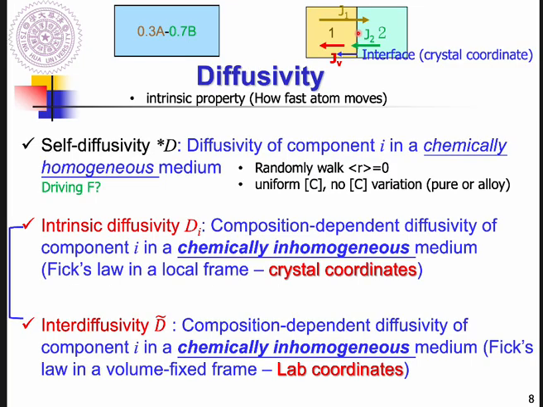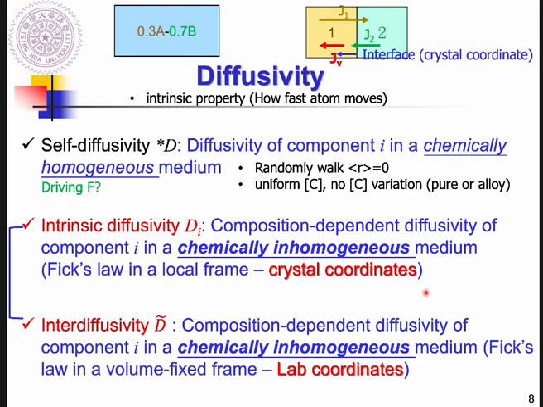Okay, so this is the diffusivity. If the observer, or you, stand at this interface, the diffusivity you measure or visualize, we call intrinsic diffusivity. It is the same chemically inhomogeneous medium, but the only difference is the observation frame or coordinate. The observer stands at the interface inside this crystal. We call it crystal coordinates.